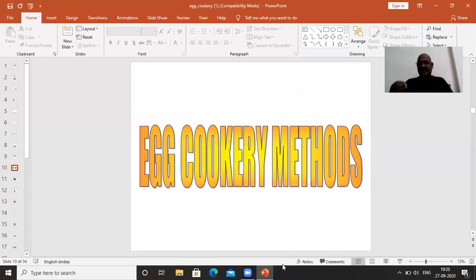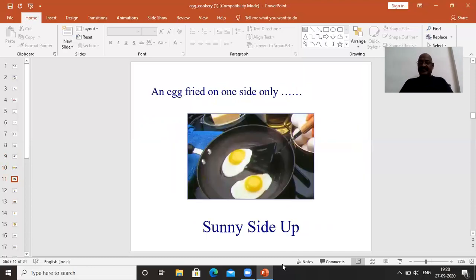So egg cooking methods. What are the methods we apply for the egg and the uses of eggs in cookery? First, we have fried eggs, we have poached egg, we have boiled egg, we have scrambled egg, we have desserts. As I said, so many multi-purpose uses we have for egg.